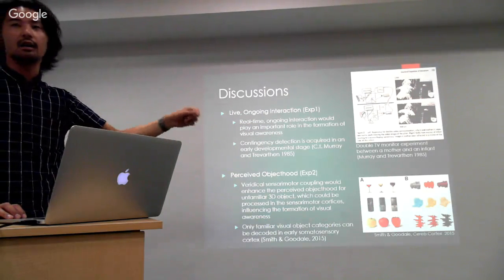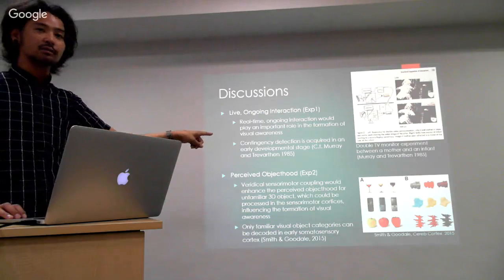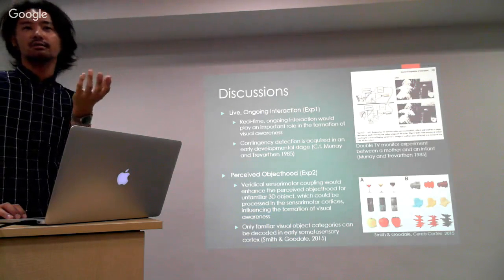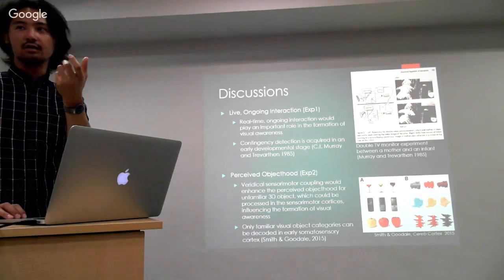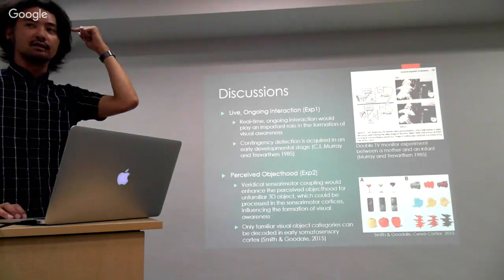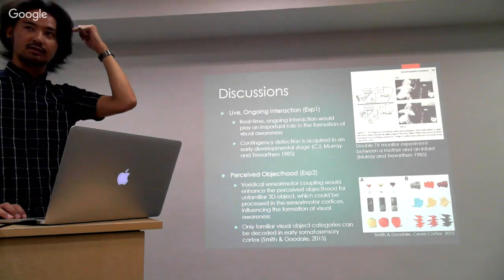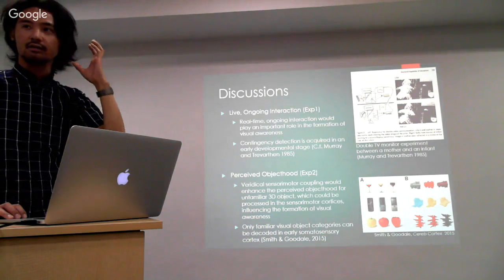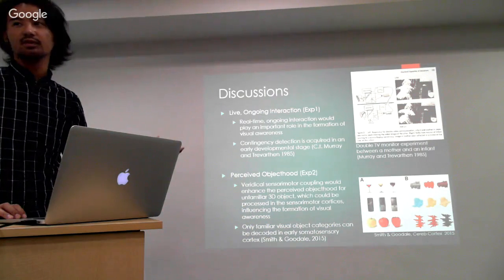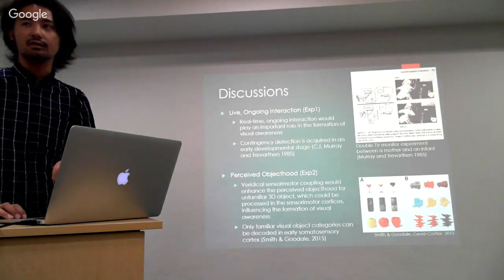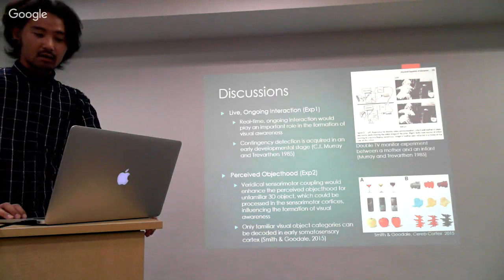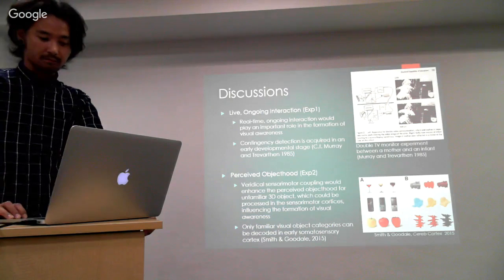So which means maybe for these familiar objects you already knew, the sensorimotor coupling or contingency is also processed in the sensorimotor cortices, not just the visual cortex. So that may be one possibility to affect the formation of object recognition in a continuous flash suppression paradigm.